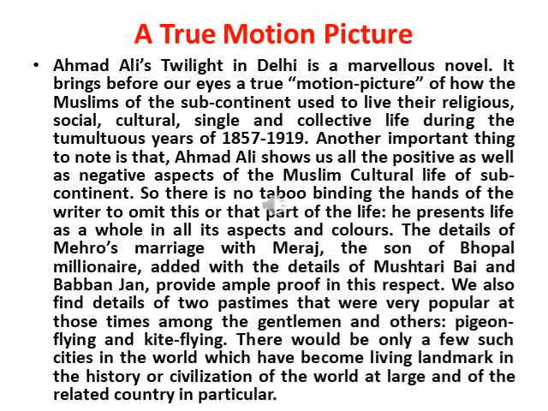So there is no taboo binding the hands of the writer to omit this or that part of the life or the details of the life at that time. He presents life as a whole in all its aspects and colors, as he has himself witnessed and observed this type of life during these years. The details of Mehru's marriage, for example, marriage with Miraj, the son of Bhopal millionaire, added with the details of Mushtari Bai and Baban Jan, provide ample proof in this respect.